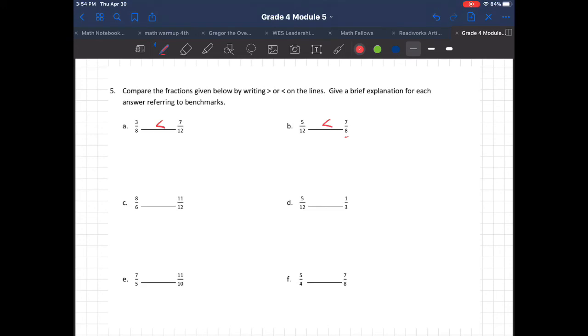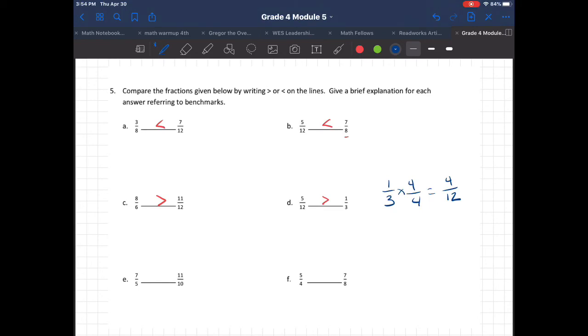8/6, 8 is more than 6, so this is more than 1. And 11/12 is almost 1. So more than 1 and almost 1. 5/12 is almost a half, 1/3 is less than a half. This is only 1/12 away from being a half. So we'll say this is greater. On this one, we could also make 1/3 into 12ths to double check that we are right. We multiply this by 4/4. We would find that 1/3 is equal to 4/12, so it's just a 12th less than 5/12.